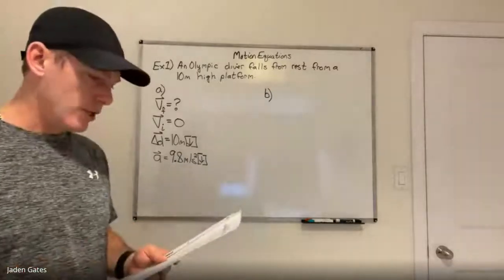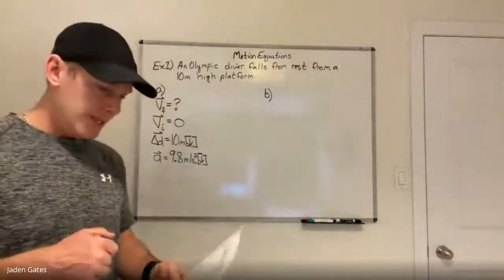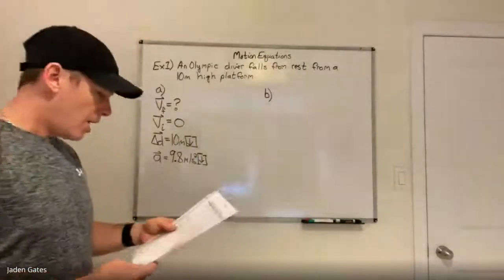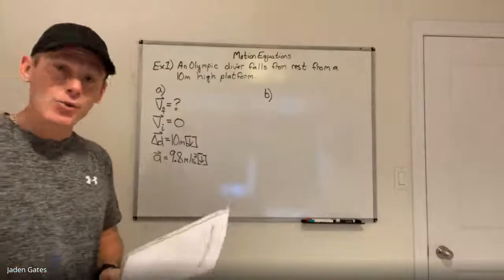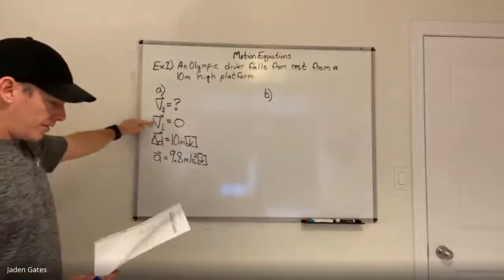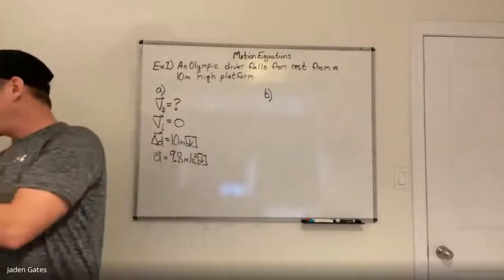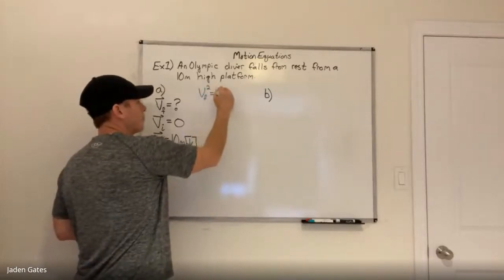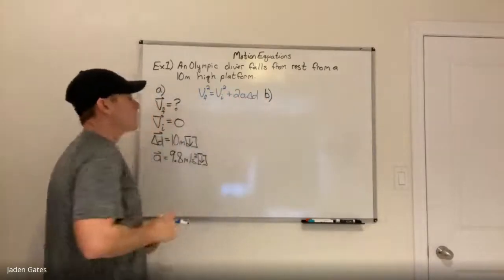I look at my second equation. It doesn't even have a VF, so I can't use that equation. Then I go to my third equation. Let's see here. I have VF in it. Good. But again, this equation has delta T in it. Can't use it. Then I go to my fourth equation. It has VF in it. Good. We need VI. Got it. We need A. We need delta D. Good. We have all the information. So I'm going to use my fourth equation, which is VF squared is equal to VI squared plus 2A delta D. All right, so now I've got the equation.